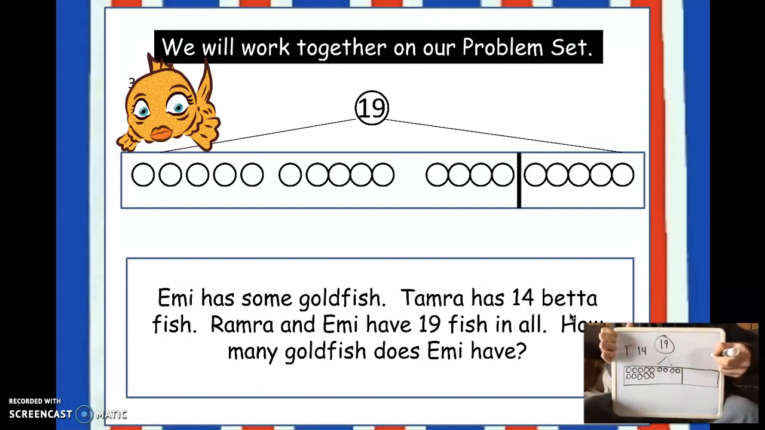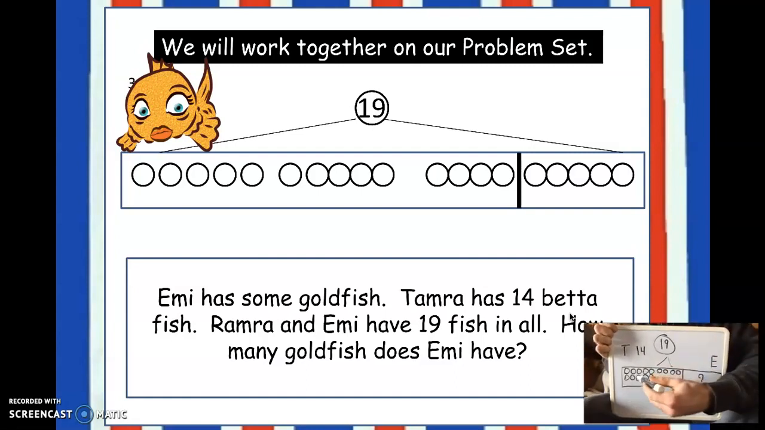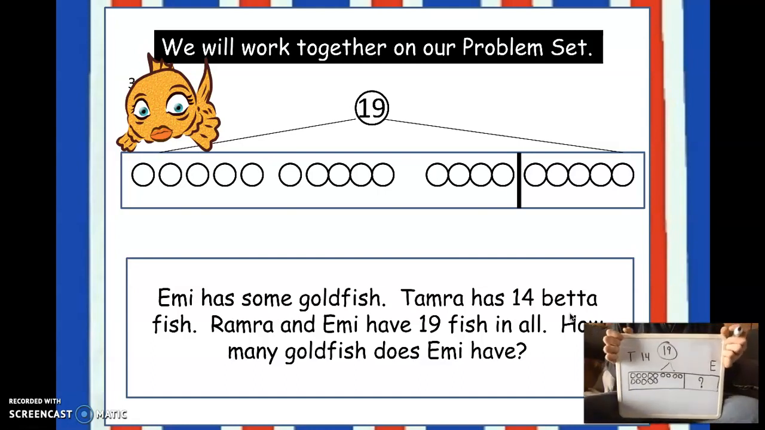Then this is going to be Emmy. I'm going to put an E over here for Emmy. It says Emmy has some goldfish. We don't know how many. That's why it's blank. I'll put a question mark here for right now. It's an odd question mark, but okay. And the 14 plus Emmy's goldfish is going to equal 19 total fish. So you tell me, how do you think we're going to find out how many goldfish Emmy has, if we only know how many fish Tamara has and how many fish they have together?